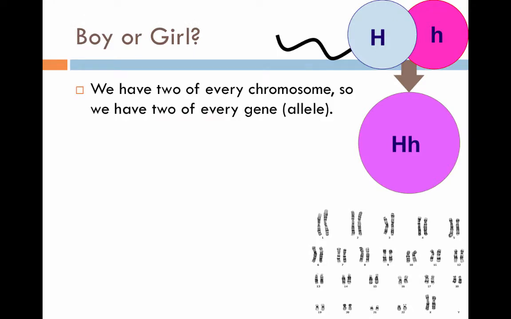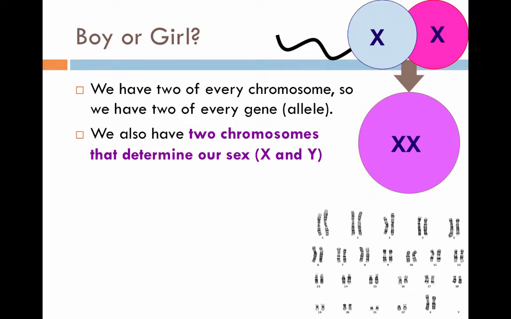Remember, we have 2 of every chromosome, and therefore 2 of every gene or allele. We also have 2 chromosomes that determine our sex, the X and Y chromosome. If you look at the karyotype in the bottom right-hand corner here, you'll notice that the last 2 chromosomes are the X and the Y chromosome. So let's pretend you had a bunch of free time and you wanted to count all of these up. You would find that there are 46 chromosomes, 23 pairs of chromosomes. But notice down here, instead of numbers, it's labeled X and Y.